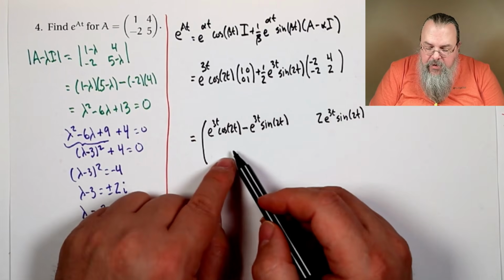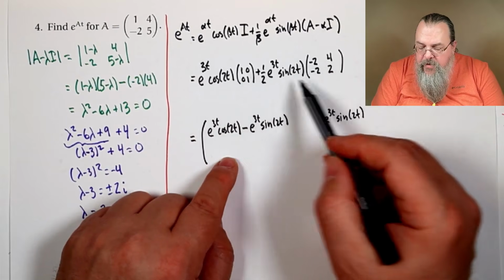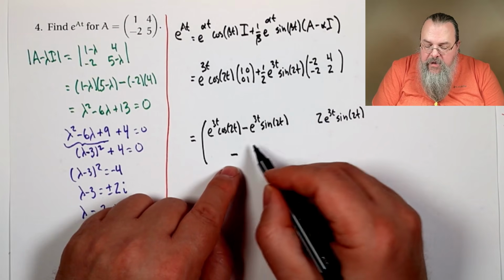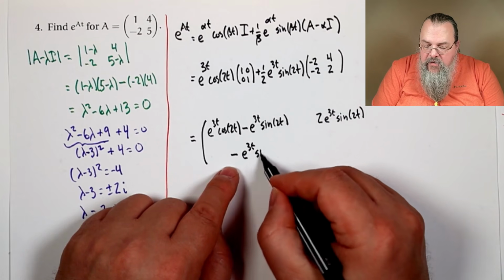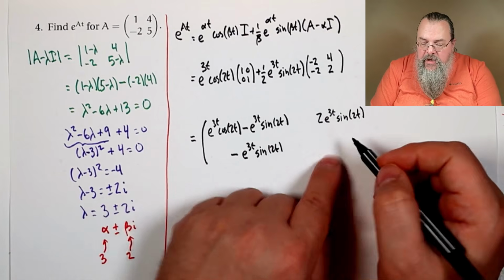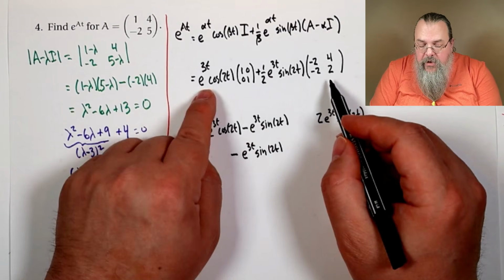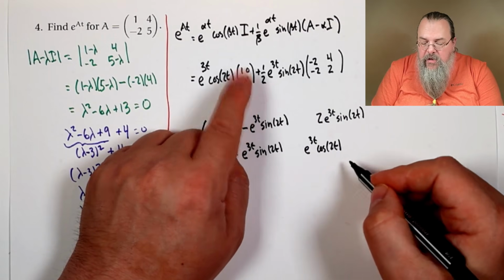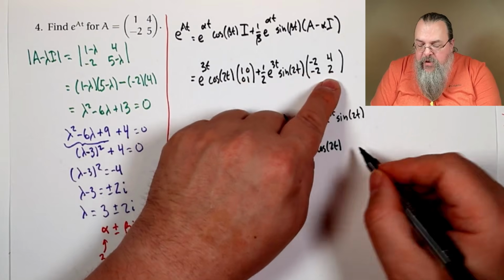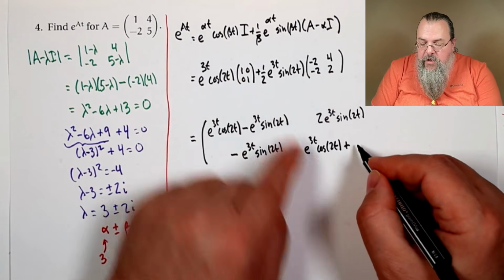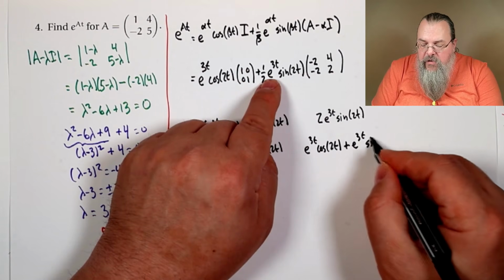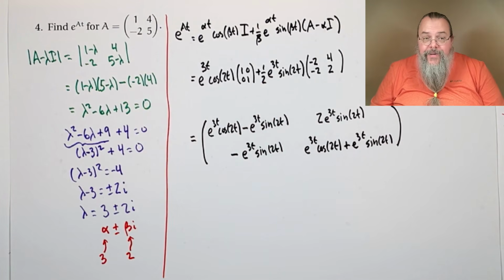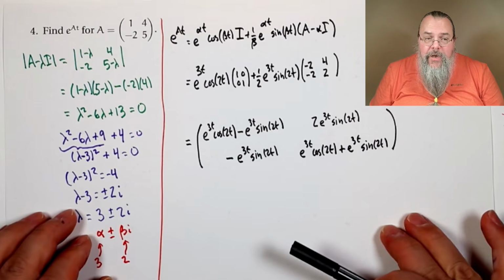Okay, how about lower left? Well, times 0, hard to recover. Half times minus 2 makes a minus, and then we have an e to the 3t sine 2t. And then lower right entry, okay, we have e to the 3t cosine 2t times 1. A half times 2 makes a 1. So plus a 1, e to the 3t sine of 2t. And that's the answer in one big matrix.